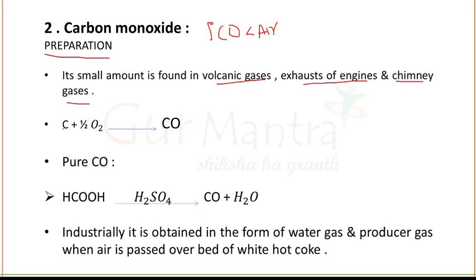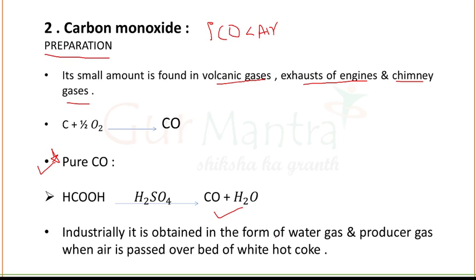When you react a carbon atom with half molecule of O2 gas, you will get the formation of carbon monoxide. And for the production of pure carbon monoxide, just react HCOOH with H2SO4. When these two react, the formation of carbon monoxide and H2O will take place.